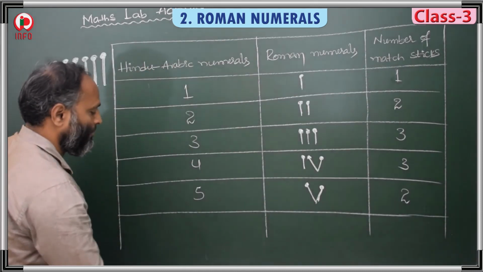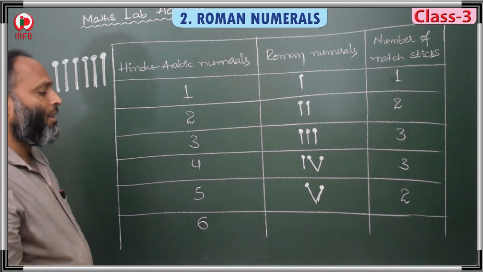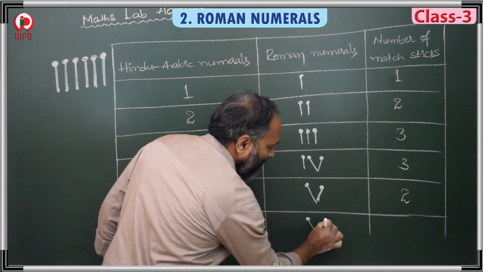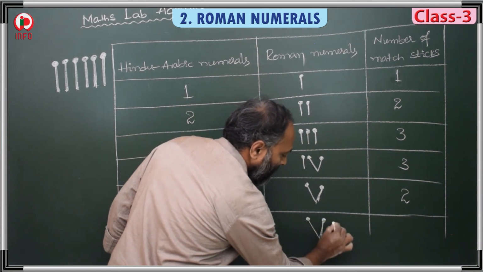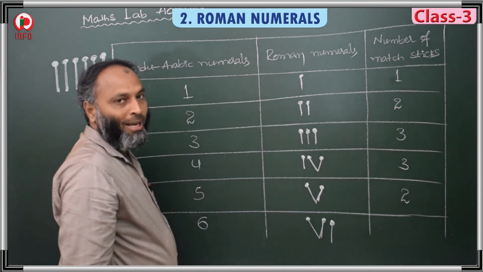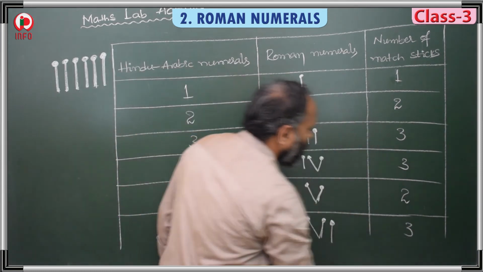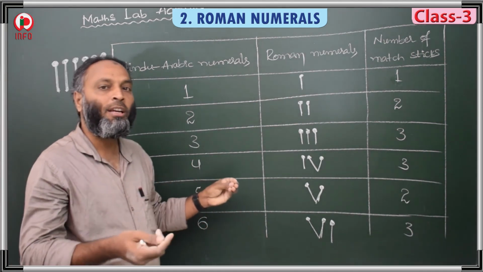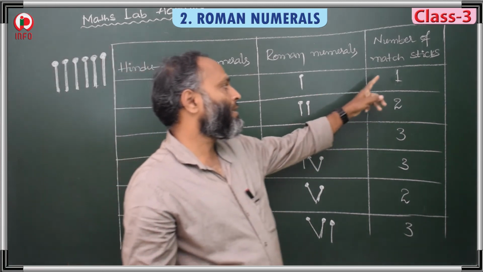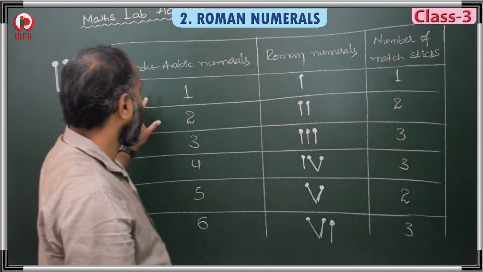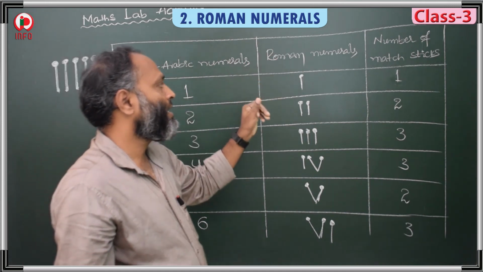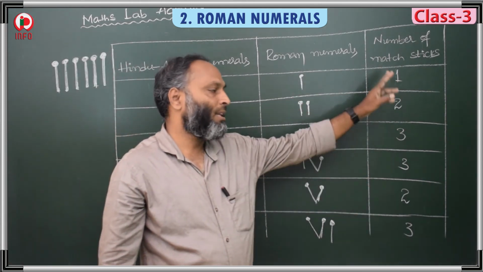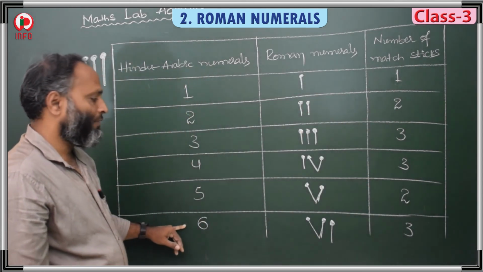So for 6, if you want to take 6, then how do we write 6? VI. 1 matchstick like this, another matchstick like this, and I like this. Then how many matchsticks total do we need? 3. In this way you have to arrange your matchsticks and form Roman numerals, and after that write how many matchsticks we need to arrange the Roman numerals. You have to keep the number of matchsticks in the last column. So here till 6 we did.